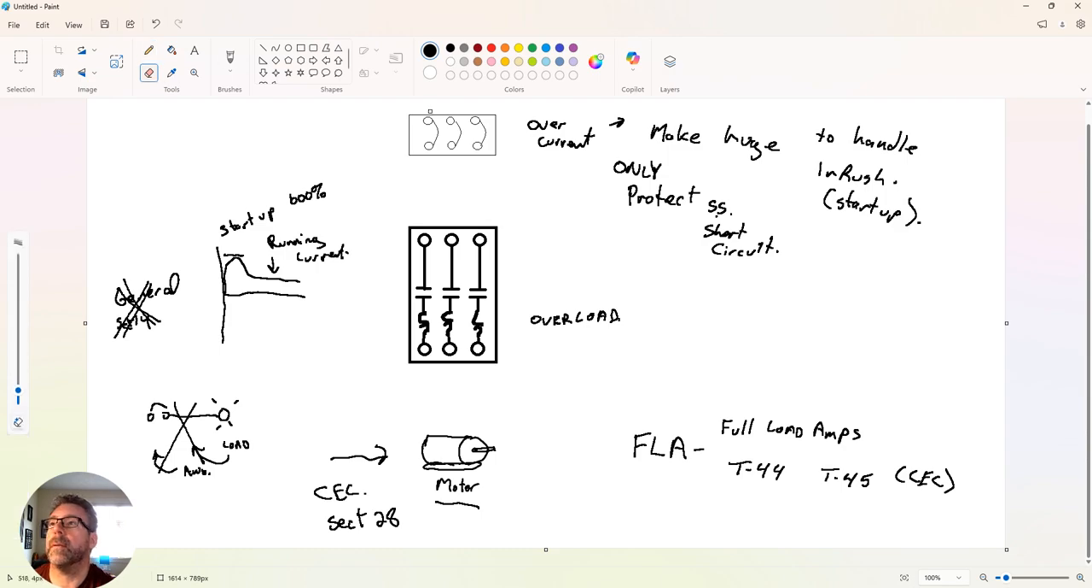I don't know why I put an S in there for circuit. I guess I'm spelling it interestingly.